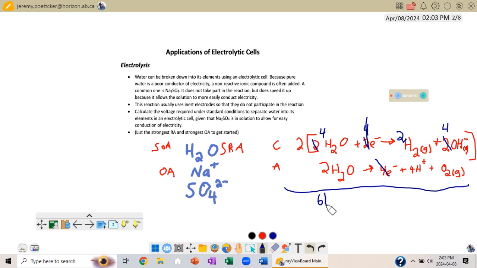So I have 6 H2Os on the left. These are, of course, liquid. And these are going to form 2 H2 gases plus an oxygen gas.